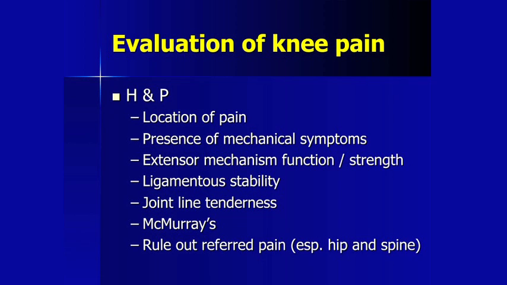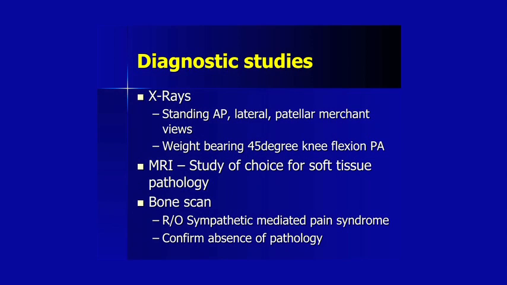Ligamentous stability. If there's tenderness along the joint line, that's suggestive of torn cartilage. McMurray's is a test for torn cartilage where you rotate the foot with the knee bent and you have pain at that site. Sometimes you'll get a clunk. And then you can have pain from your hip that you feel in your knee. So just because somebody has knee pain, you can't exclude the fact that their problem may be in their hip joint. You have to be very, very careful to evaluate the hip as well as the back.